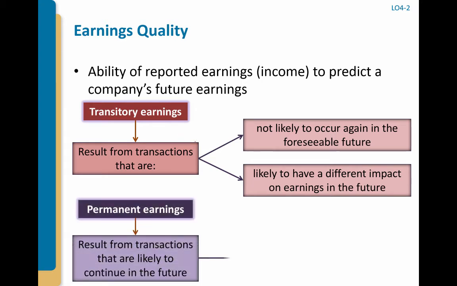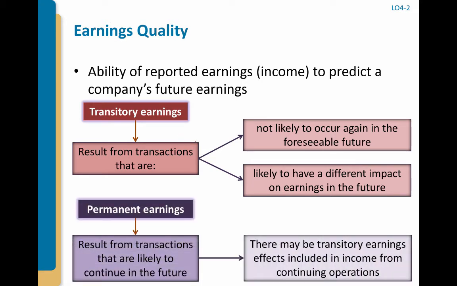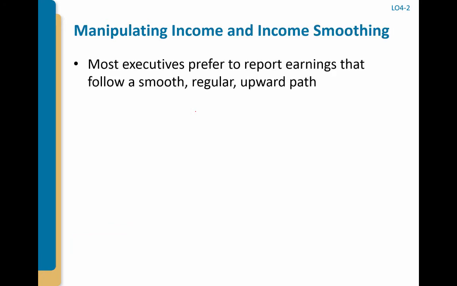Then we have permanent earnings, and these result from things that we're likely to do. And so this is usually included in continuing operations. So this is the one that we care about a lot, because we want to make sure Apple has permanent earnings if it continues to sell all of its products. And then transitory earnings might relate to just those extraordinary items or the sale of equipment that normally might not take place.